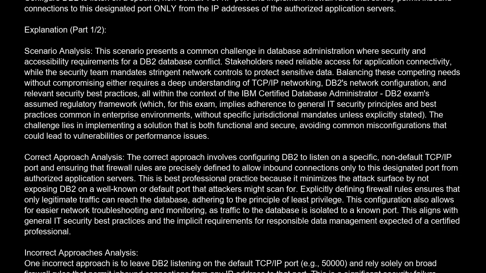The correct answer is C. Configure DB2 to listen on a specific non-default TCP/IP port and implement firewall rules that strictly permit inbound connections to this designated port only from the IP addresses of the authorized application servers.